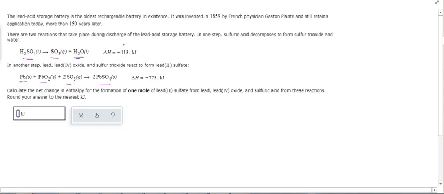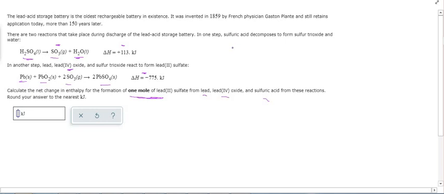So in this case we absorb 113 kilojoules of heat, and down here when we make the lead sulfate, it's an exothermic reaction where we give off 775 kilojoules of heat. Now it's important to see how they are asking this question. Okay, they want 1 mole of lead 2 sulfate based upon these two reactions where we have lead, the lead 4 oxide, and sulfuric acid. One thing to note is notice how it's not asking anything about the sulfur trioxide.